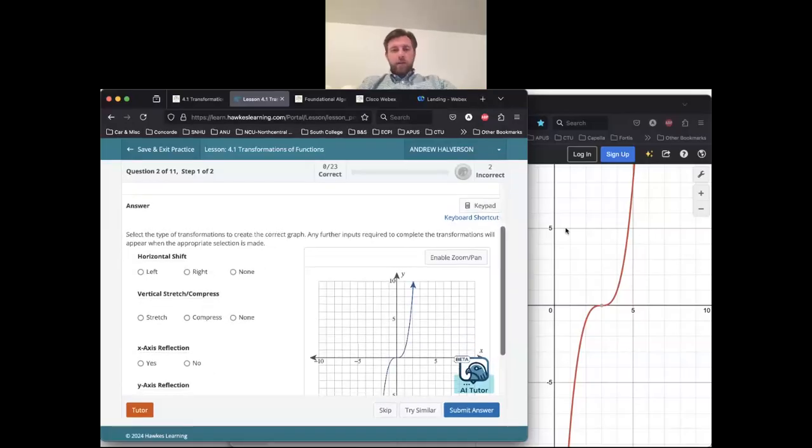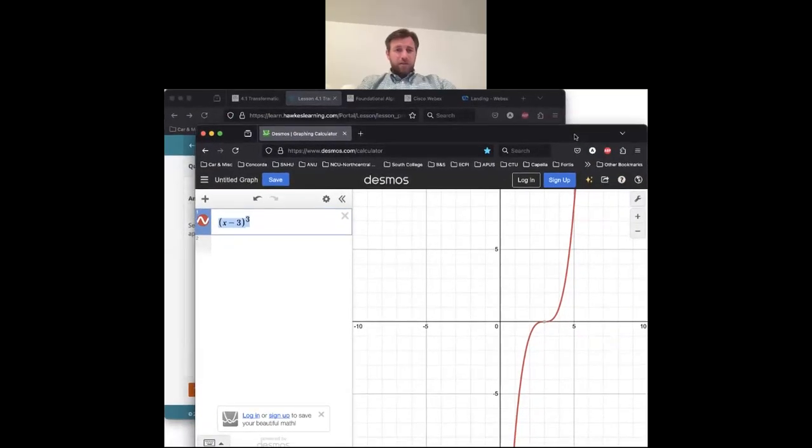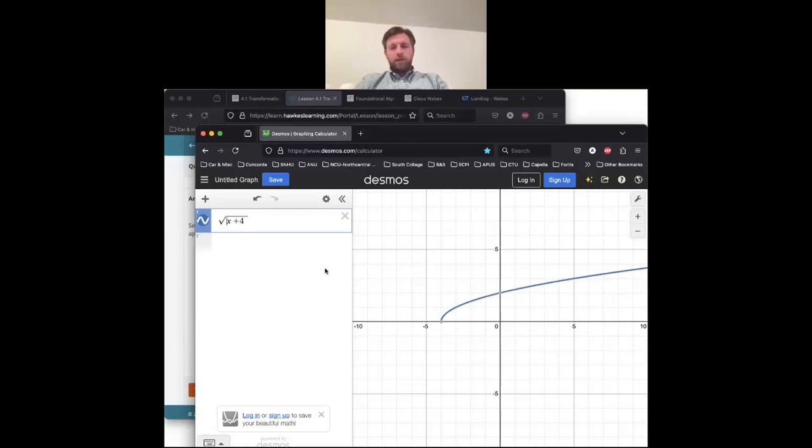So the one that I went to, by the way, is this website. Looks like desmos.com. So let's do another one. Let's do the square root of x minus 4. And there it is. Or x plus 4. Or 2x, something like that. It's pretty cool. So go to desmos.com/calculator if you like it. I think this is a pretty cool one, personally.